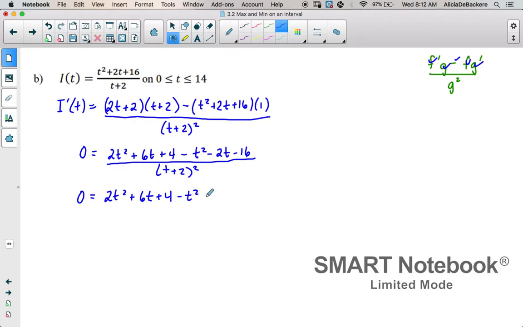You can collect like terms at that point if you want, but I'm just writing it out for emphasis. So most people are going to skip right to the step where they collect these like terms.